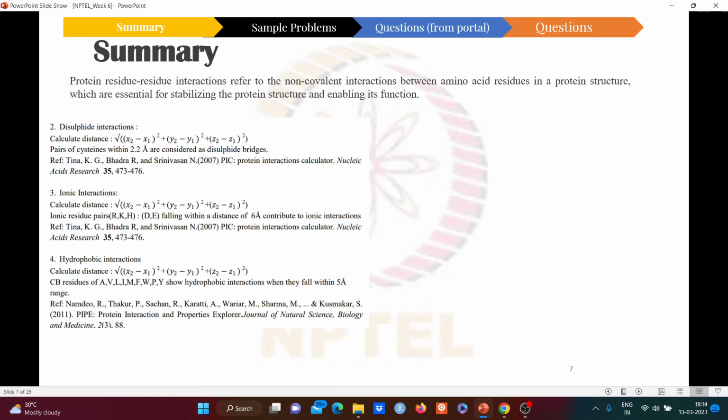Next are the hydrophobic interactions, which involve the interactions between the hydrophobic residues. This is calculated if the hydrophobic residues fall within the cutoff of 5 angstrom distance. Here, the distance formula is given. This is the Euclidean distance formula, which is the square root of the sum of the squares of the differences of the Cartesian coordinates, which is used to calculate the interactions.